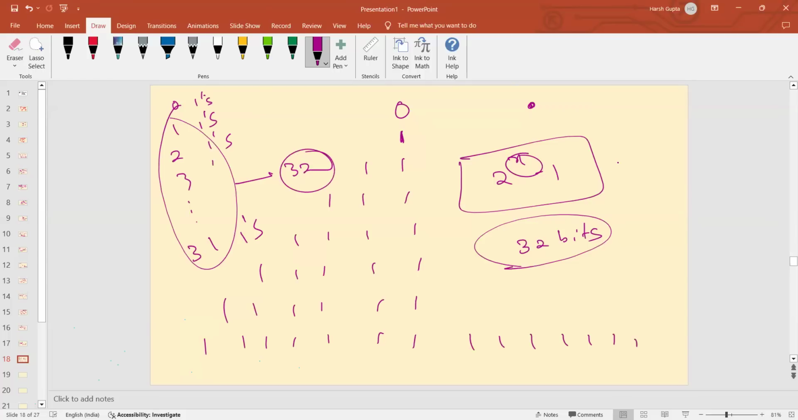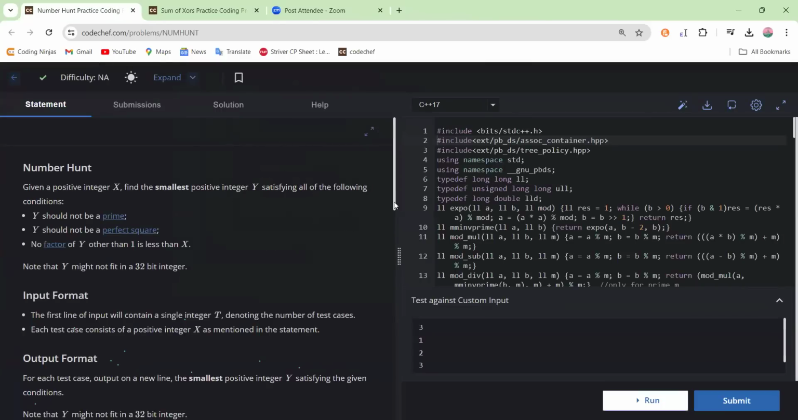Okay. So let's move on to the next question. This was actually a more easy one as compared to the previous one. Number hunt. So let's go to the problem statement.